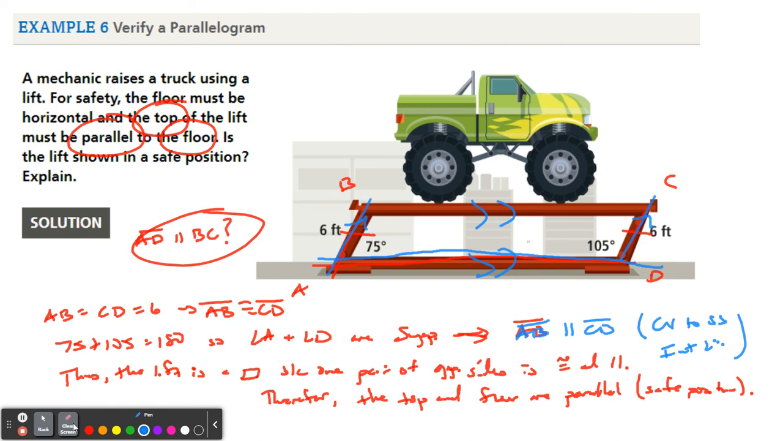Okie dokie. So you see it requires a little bit of an explanation when you're trying to prove something. But again, I have full confidence you can do it. And just keep remembering those properties of parallelograms.